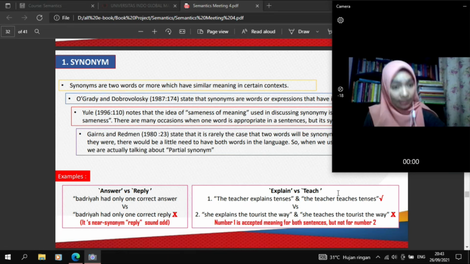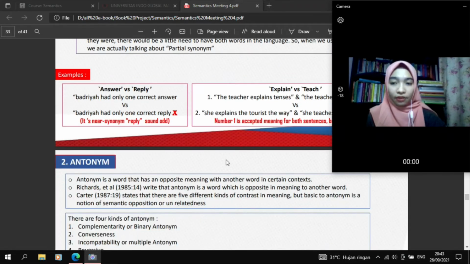So that's why synonyms are never fully synonym. In one context it is accepted as synonym, but in another context they cannot be accepted as synonym. So that's why we call them partial synonym. Most of the words are not full synonyms. They are partial synonyms. I wish you can get what I mean about that.